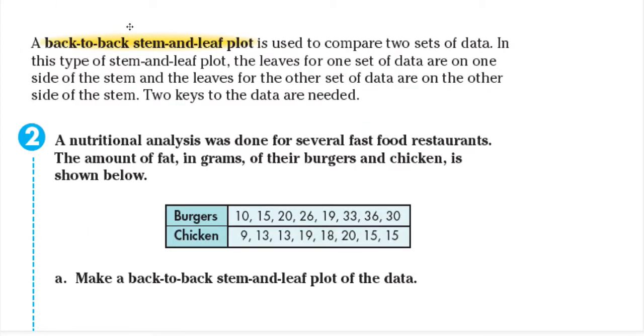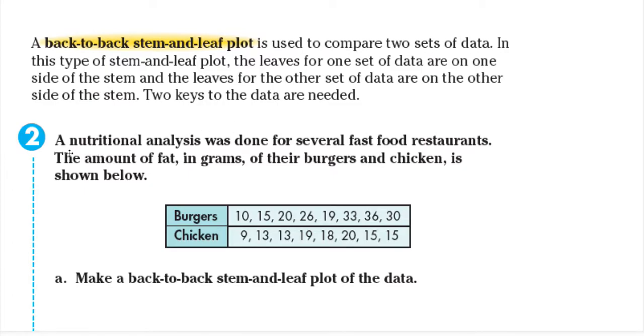A back-to-back stem and leaf plot is used to compare 2 sets of data. In this type of stem and leaf plot, the leaves for one set of data are on one side of the stem, and the leaves for the other set of data are on the other side of the stem. 2 keys of the data are needed. So this is just a regular stem and leaf plot, but you have to create it back to back. In order to create this, the stem needs to be in the middle of your stem and leaf plot. How do we do this?